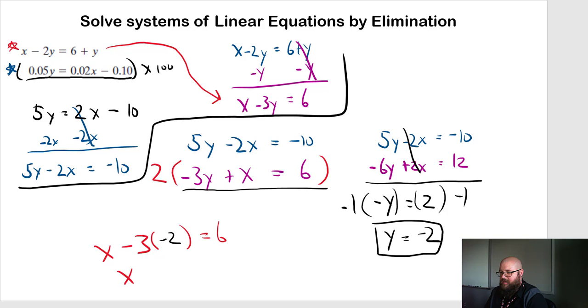So we should be able to take x, the negative 3 times the negative 2 should give you a positive 6. And we're left with 6 over there. And we can simply subtract 6 from both sides. And these guys will go away, and we're left with x equals 6 minus 6, which is 0. So the overall point that we're looking at would come out to here, our answer, 0, negative 2.